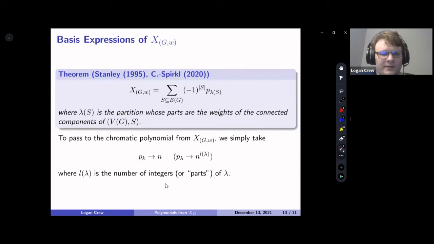And note that if we wanted to pass in this context to the chromatic polynomial from XG, we could set each p sub k to be n. And in effect, this also would turn p lambda into n to the length of lambda, the number of parts. And as we saw before, this actually just takes us to the chromatic polynomial as well. This is equivalent to setting the first n variables to 1 and the rest to 0.